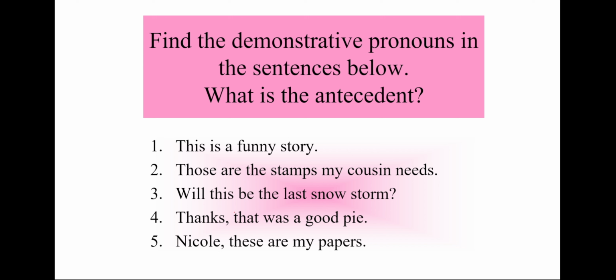And now let's do a little self-check before we go. Find the demonstrative pronouns in the sentences below. What is the antecedent? The antecedent is what the demonstrative pronoun is referring to. Number one: "This is a funny story." What is the demonstrative pronoun in this sentence, and what is the antecedent? The demonstrative pronoun here is "this," and it is referring to the story. So "story" is the antecedent, while "this" is the demonstrative pronoun.